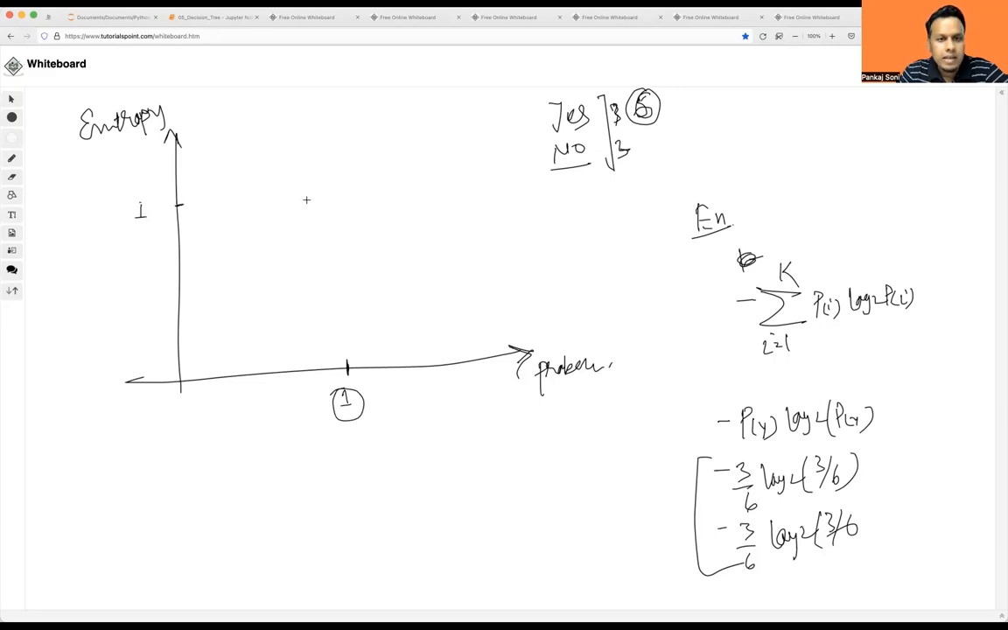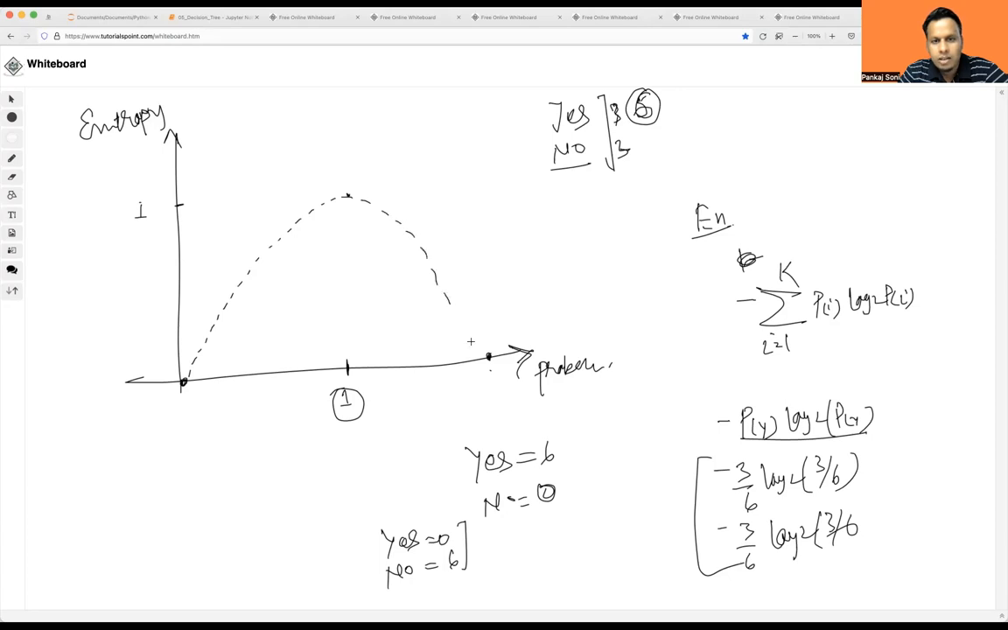Let's say this is 1 and this is your value. And when you have total number of yes equal to 6 and no equal to 0, what will happen if you put this in the formula? One of them will make 0, so everything will become 0. Similarly, if total number of yes is 0 but total number of no is 6, again one of the categories is going to be 0, so the whole value is going to be 0. If you plot those values by manipulating all the values, this is going to be your entropy.